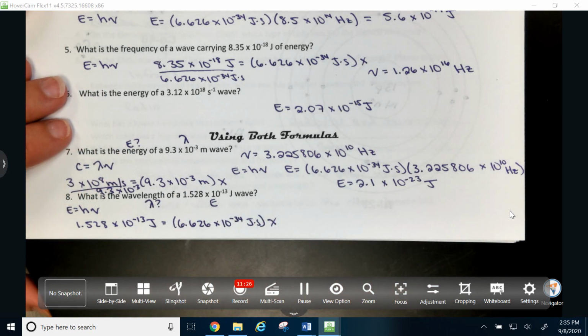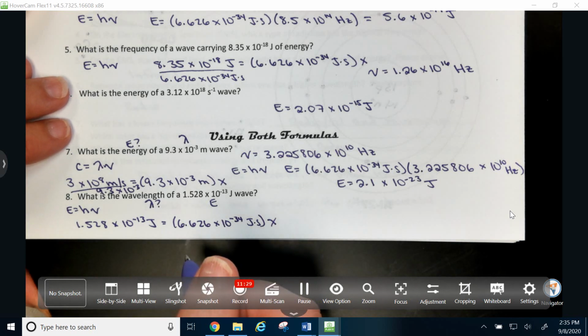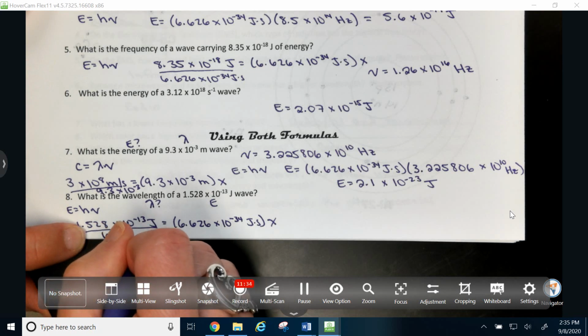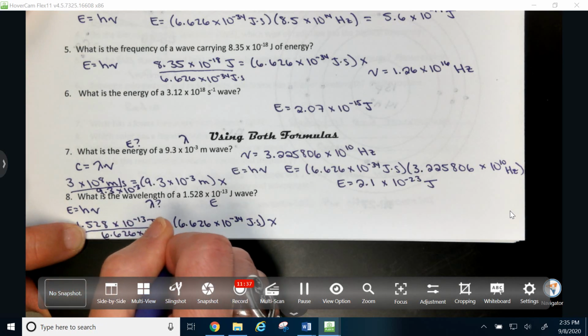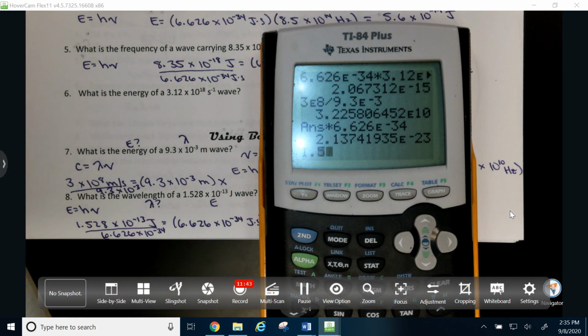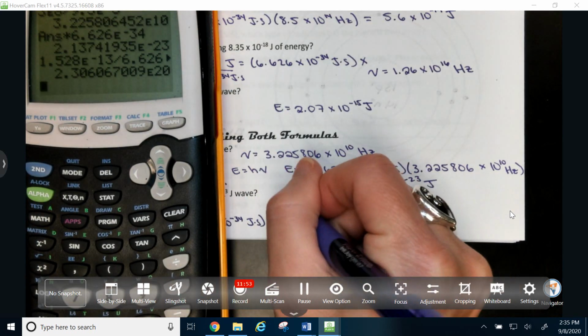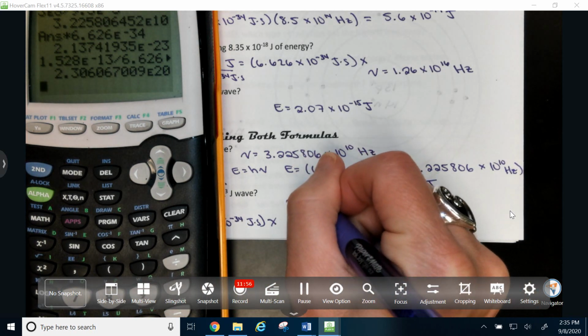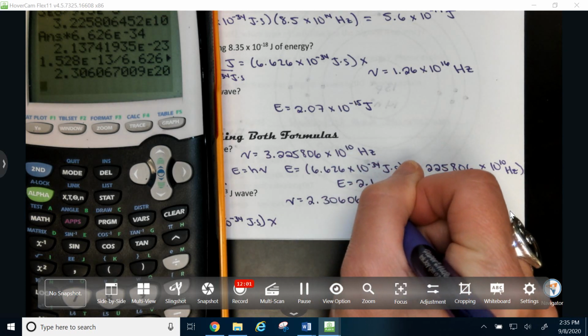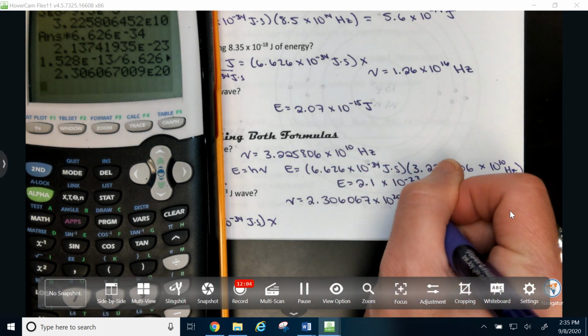So in order to get the frequency by itself, we need to divide both sides by Planck's constant. So we're going to divide this by 6.626 times 10 to the negative 34. So in my calculator, I would have 1.528 second E negative 13 divided by 6.626 second E negative 34. My frequency, remember I'm not going to round to sig figs until the very end. My frequency is 2.306067. I don't have to write all of the numbers, times 10 to the 20 hertz.